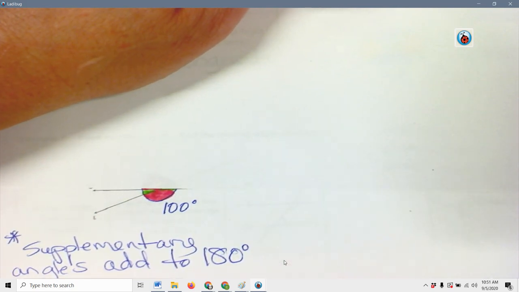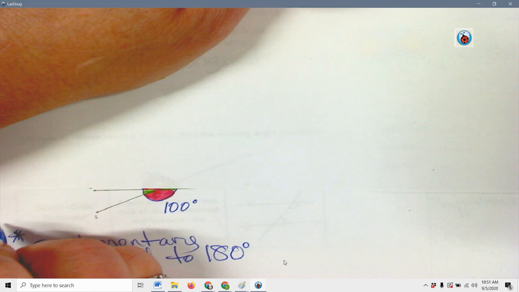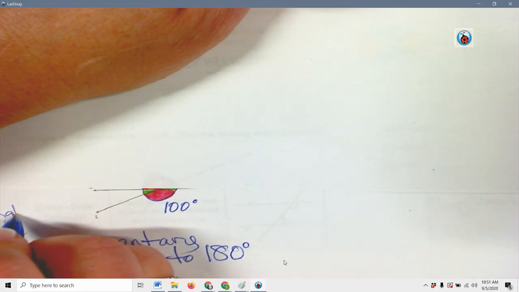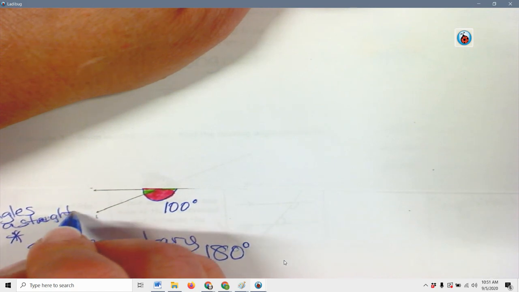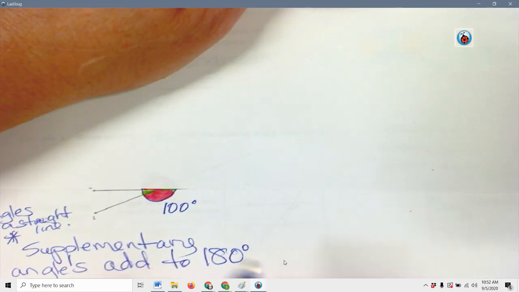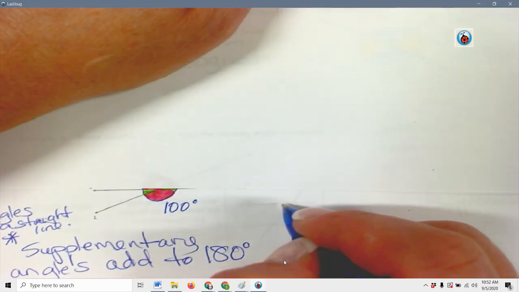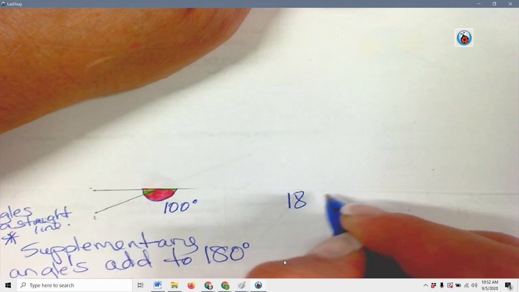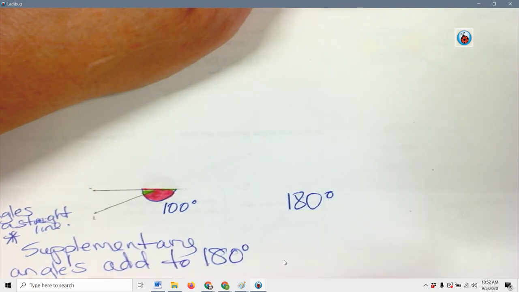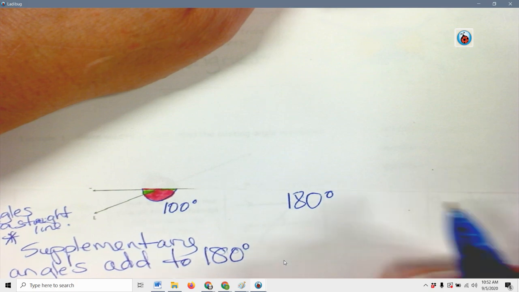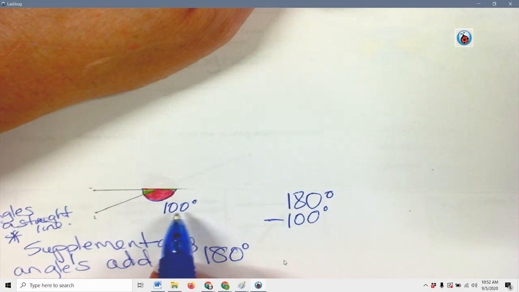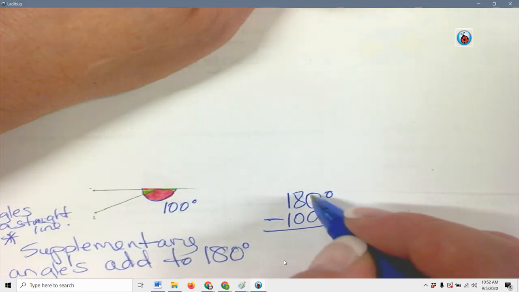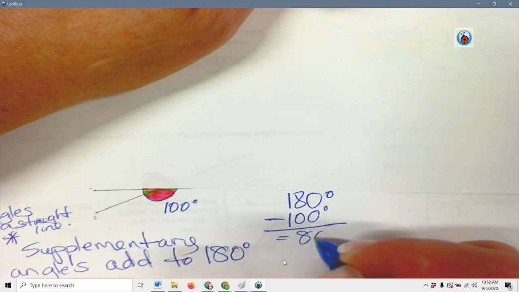Okay? And one of the telltale signs that we have angles that add to 180 is those are angles on a straight line. Okay? So that's what we have here. And the way that we always solve a problem like that is we'll start off saying, well, angles on a straight line add to 180. I know that that's how much added together they'll make. And then you're going to subtract the size of the angle that you know. And when we do that, we're going to have 80 degrees left over.